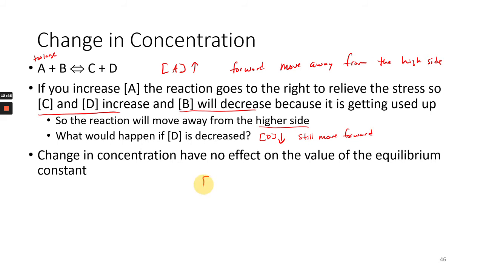Let's do the reverse. If I take D and I increase the concentration of D, now D is too high. So which way will it move? It will move in the reverse, thus using up D and getting the concentration back down to where it needs to be. And interestingly enough, by changing the concentrations, you still have no effect on K. Your equilibrium constant does not change.